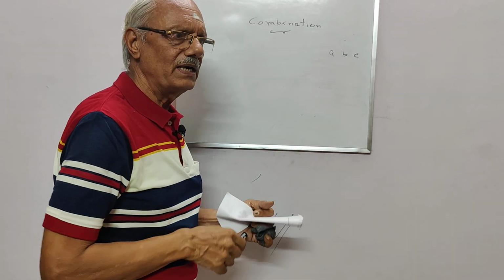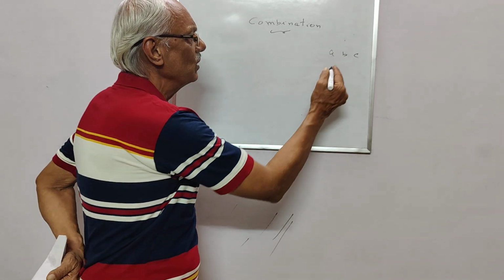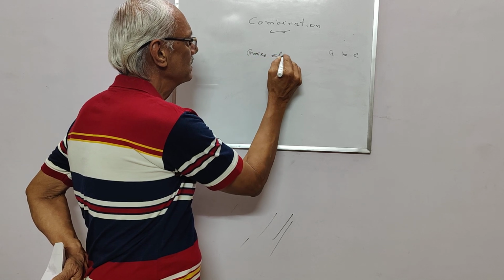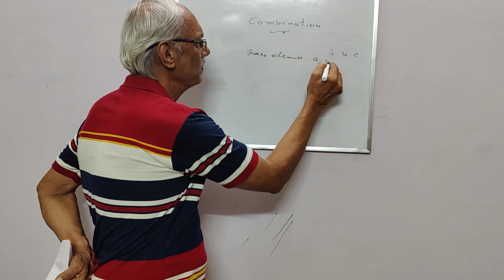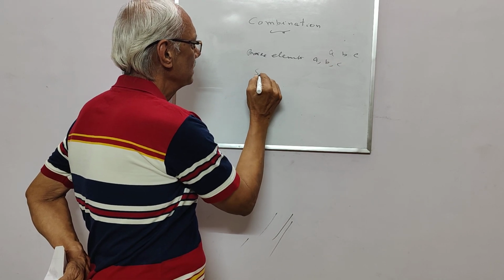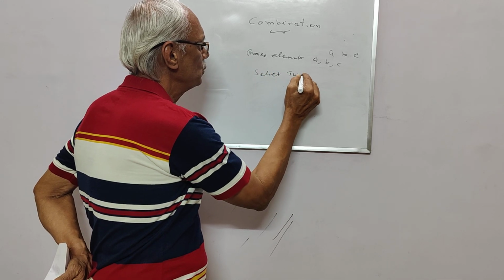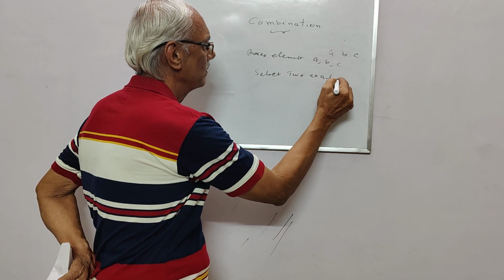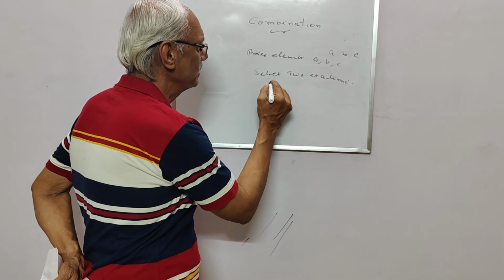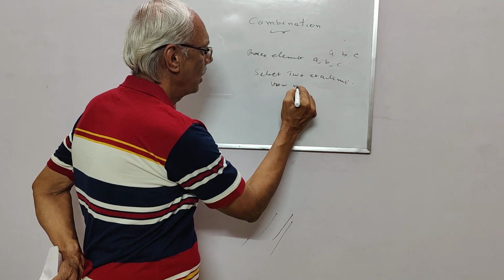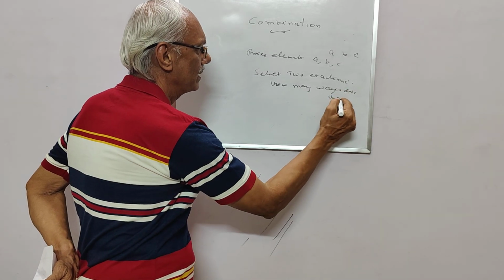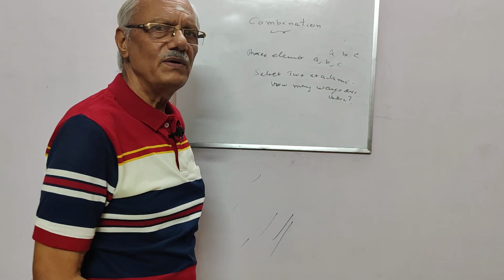Now coming to my discussion on this. You have three elements A, B, C. Select 2 at a time. How many possibilities are there? How many ways are there?